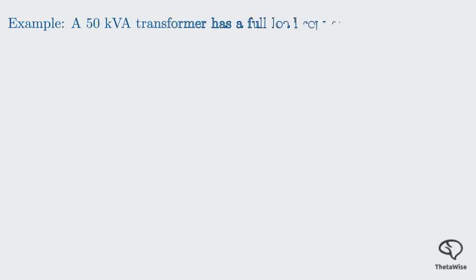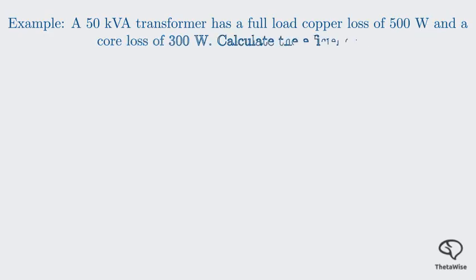Let's work through one more example that involves different loading conditions. The question is, a 50 kVA transformer has a full load copper loss of 500 watts and a core loss of 300 watts. Calculate the efficiency at full load and at 70% of full load.